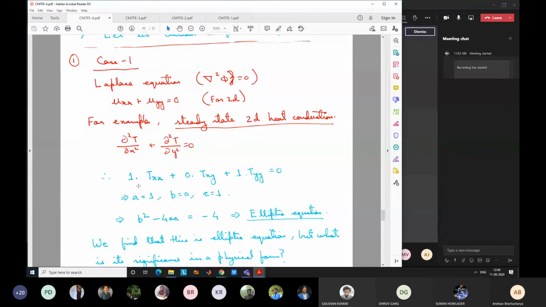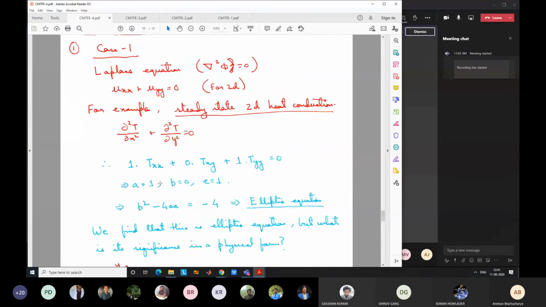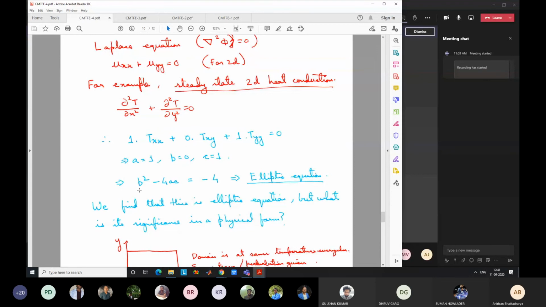Mathematically, you can prove it easily by what we have discussed. This equation is of the form 1 into Txx, the coefficient is 1, plus 0 into Txy, there is no mixed derivative, plus 1 into Tyy equal to 0. So in terms of A, B, C, A equal to 1, B equal to 0, C equal to 1, so B square minus 4AC is equal to minus 4.